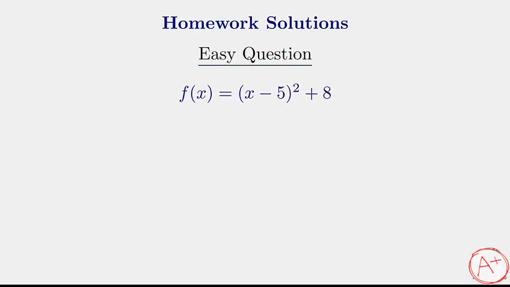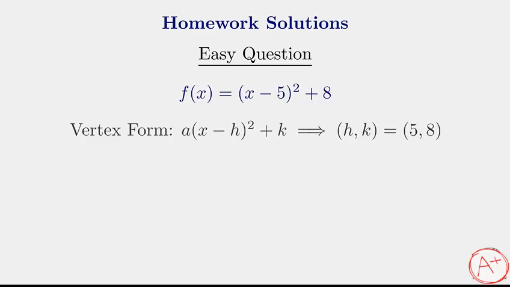Let's go through the solutions. For the easy question, f of x equals x minus 5 squared plus 8. The function is already in vertex form. Comparing it to a times x minus h squared plus k, we see h is 5, k is 8. The vertex is simply 5, 8.